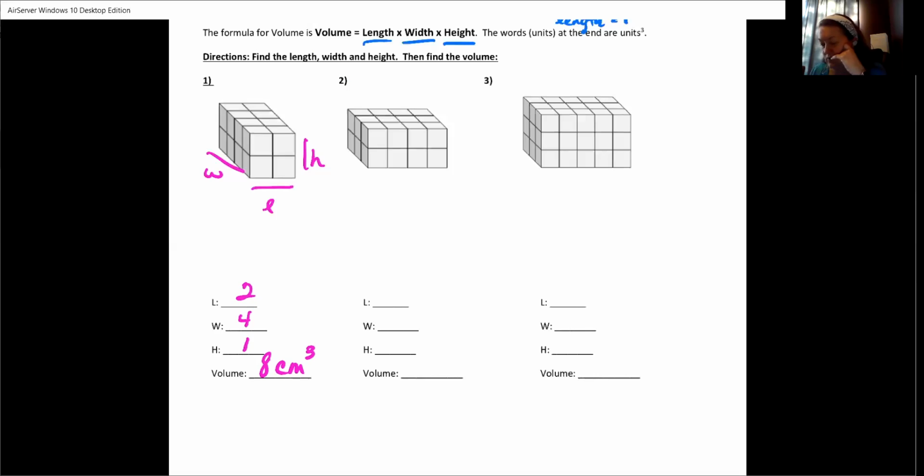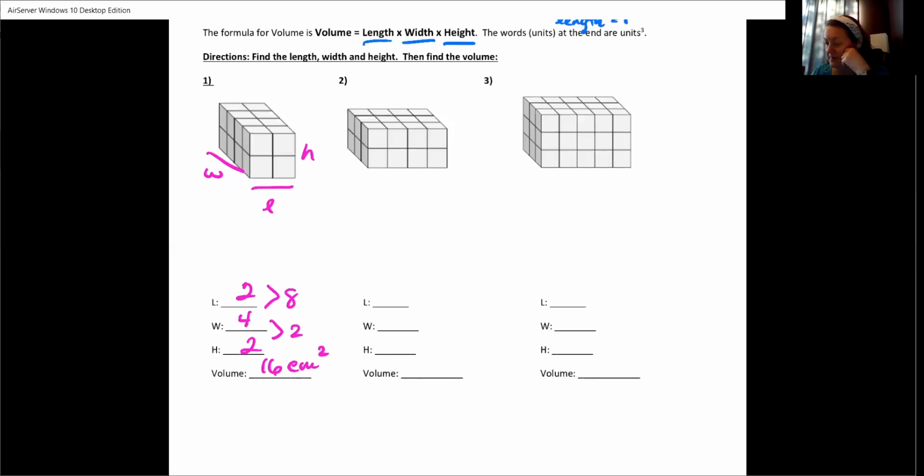Uh-oh, what did I do wrong? Well, maybe because I have a height of 1 and it's not really a height of 1. So what is our height? Isn't it 2 blocks tall? So this would be a height of 2. So now we're doing 4 times 2 is 8. 8 times 2 is 16. So this is 16 centimeters cubed. And again, if I counted them all, I would get to 16.